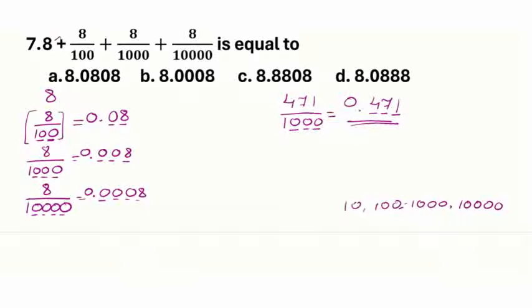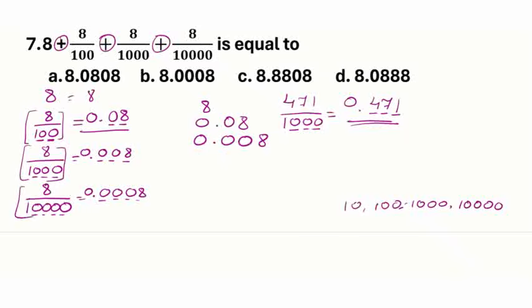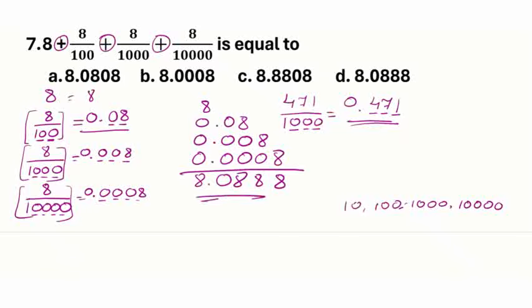So now addition becomes very easy. Alright. So let's arrange it in a proper way. So 8 is going to be 8 only. 8 plus, in place of 8 by 100, I'm going to write 0.08. Yes, instead of 8 by 1000, we are going to write 0.008. Finally, in place of 8 by 10,000, I'm going to write 0.0008. Now let's add: 8, 8, 8, what? 8.0888. So which is our answer? Yes, it is option D.